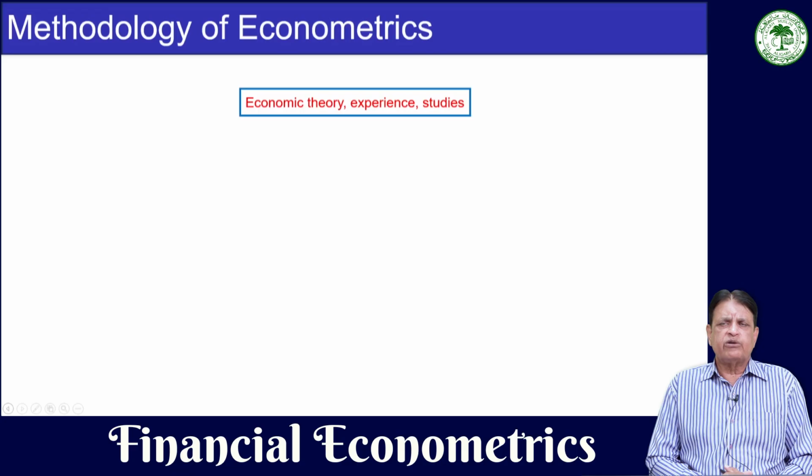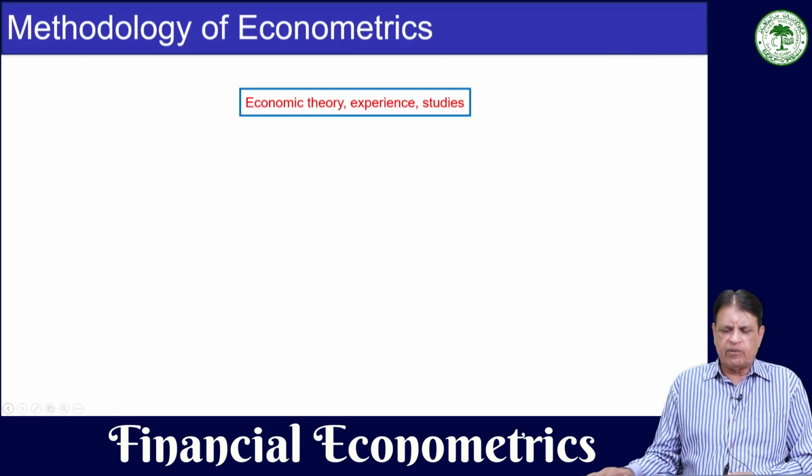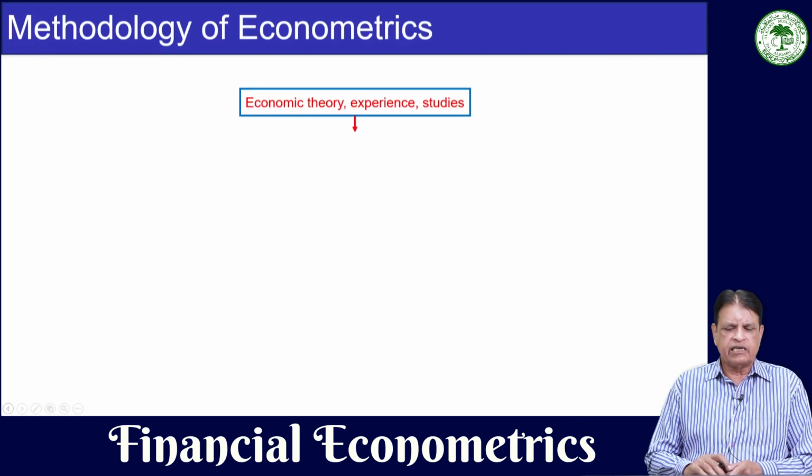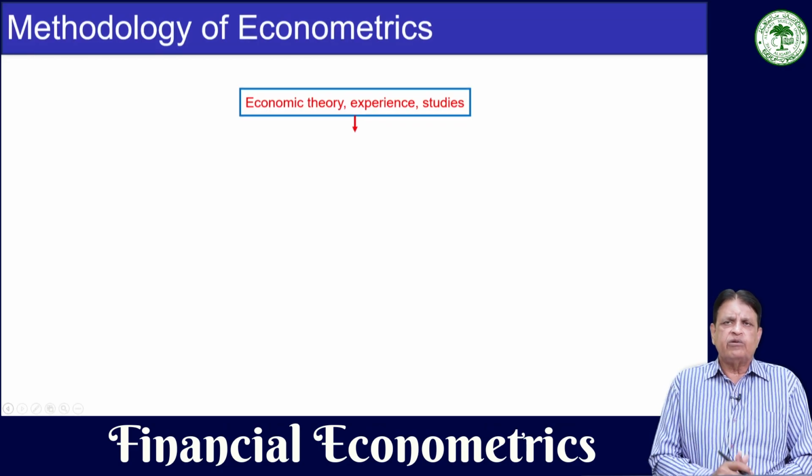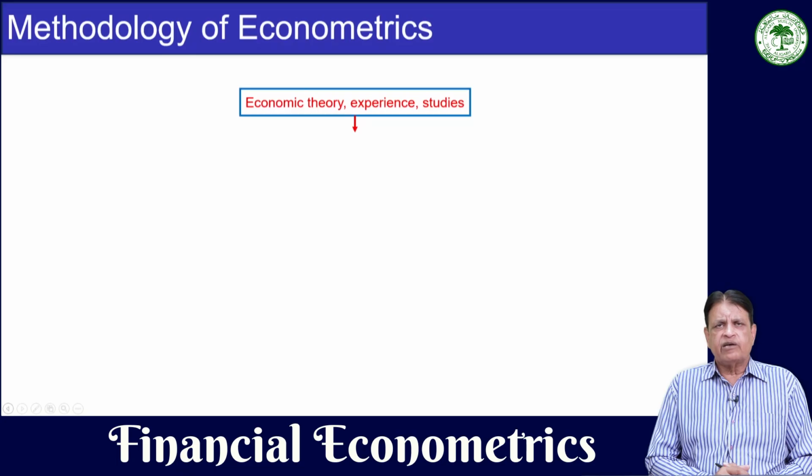we find out what we want to study, whether we want to test an economic theory, or on the basis of our experience we have observed certain phenomena, or on the basis of past studies we have something which we want to test, which we want to further study, which we want to verify with the help of empirical data. So the first thing involved in an econometric study is what we want to do. Suppose we want to test an economic theory. The economic theory is already there.